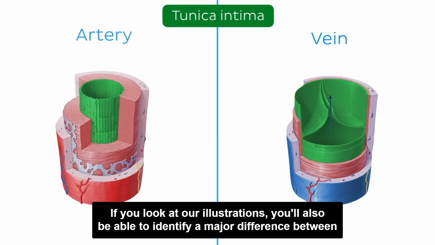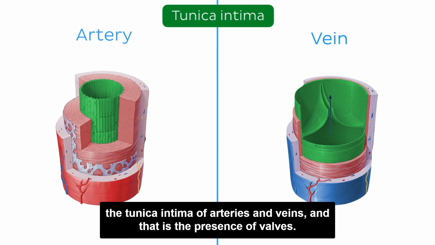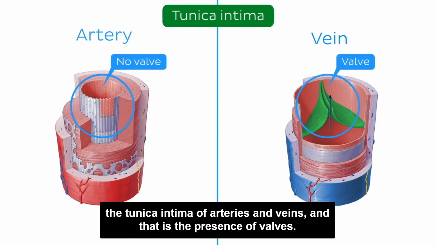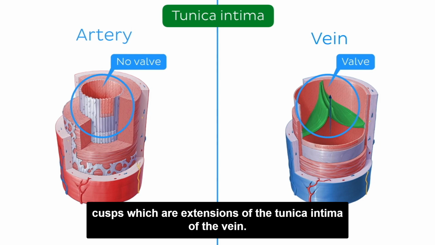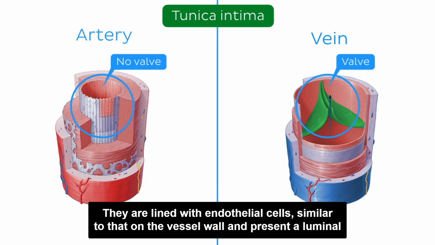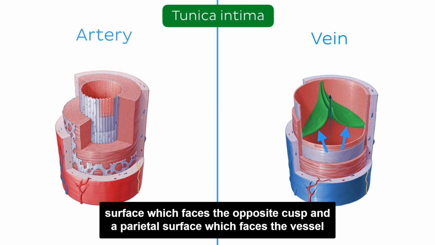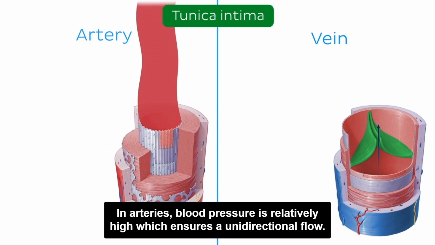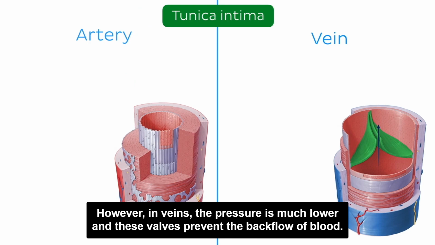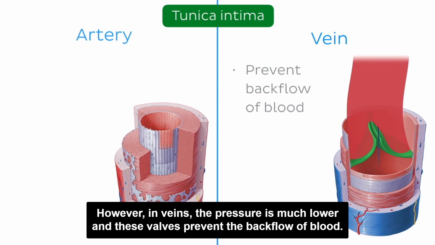If you look at our illustrations, you'll also be able to identify a major difference between the tunica intima of arteries and veins, and that is the presence of valves. These are most commonly found in veins of the lower limbs and are formed by a pair of cusps which are extensions of the tunica intima of the vein. They are lined with endothelial cells, similar to that on the vessel wall, and present a luminal surface which faces the opposite cusp and a parietal surface which faces the vessel wall. In arteries, blood pressure is relatively high, which ensures a unidirectional flow. However, in veins, the pressure is much lower and these valves prevent the backflow of blood.